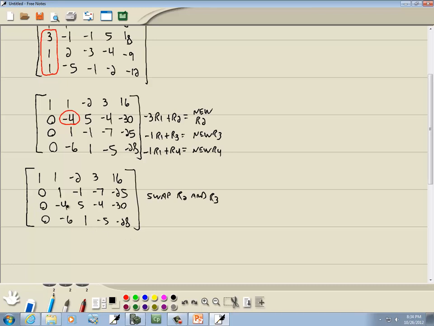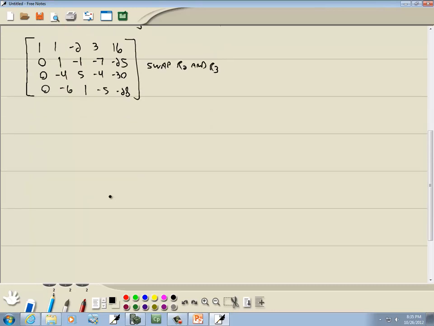Now let me double check. Okay, 0, negative 4, 5, negative 4, negative 30. 0, 1, negative 1, negative 7, negative 25. That looks good. Of course, I said that before, too. Didn't work out very well. Okay, so we got a 1 there. I want to get zeros below it. So let's work on that.